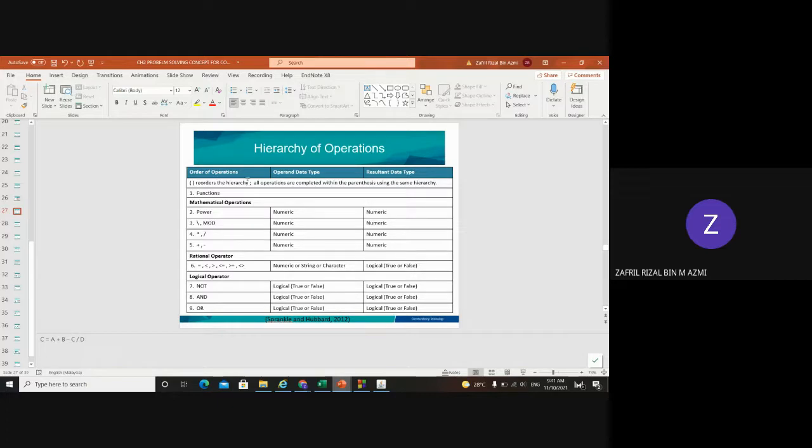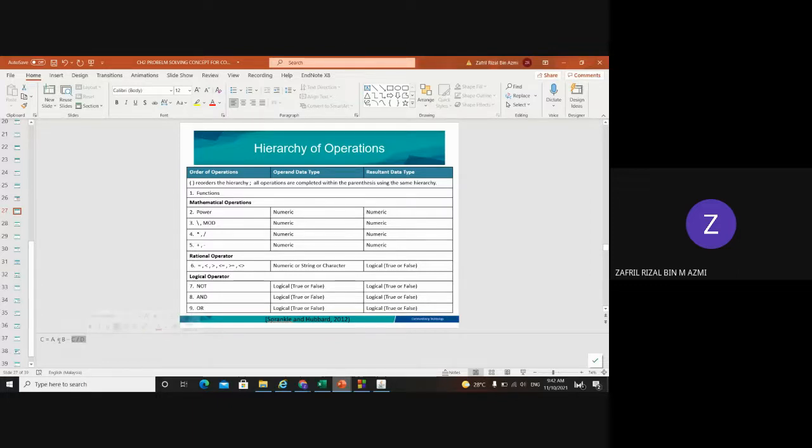By referring to this table of hierarchy. On top of this table is the bracket. It doesn't matter where the bracket is, you must solve the bracket first. For this one, there's no bracket, so we solve this first because division is higher than plus and minus. We solve C divided by D first.